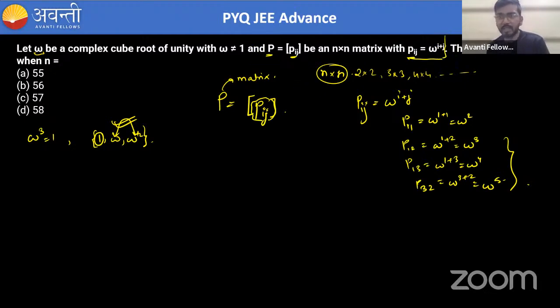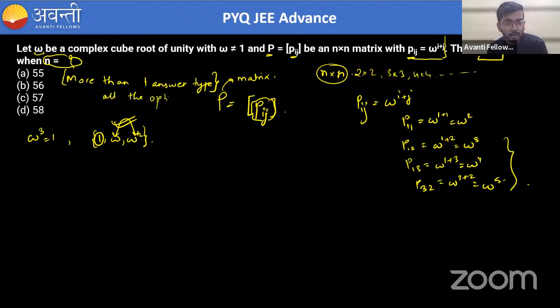After this information, they are saying that P square should not be equal to 0. Then what is the value of n? They are saying P square is not equal to 0 when n is equal to what? This is a more than one answer type question. In advanced, you will get questions in which there will be multiple options which are correct, and you have to mark all the options to get full marks.